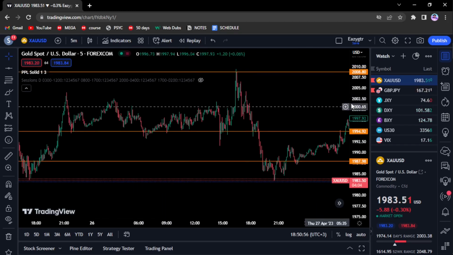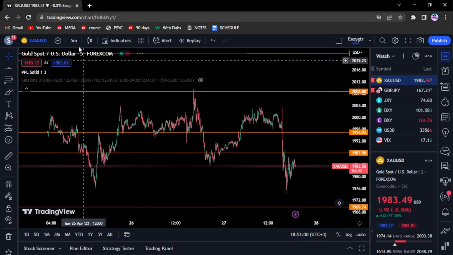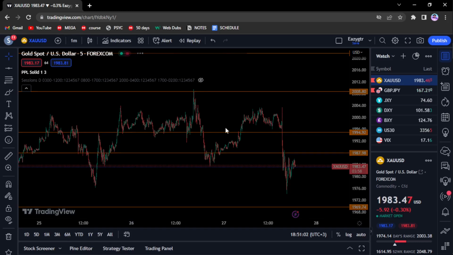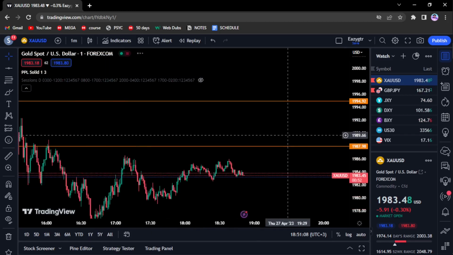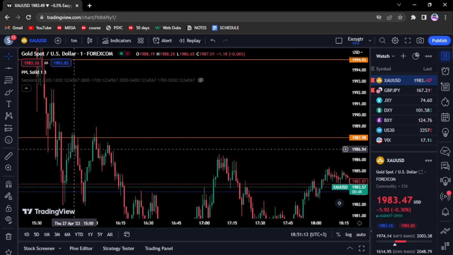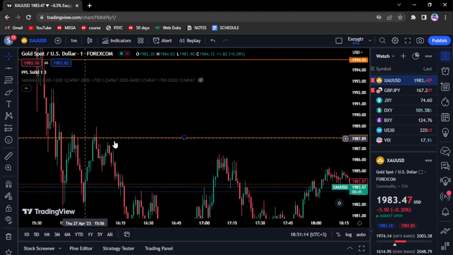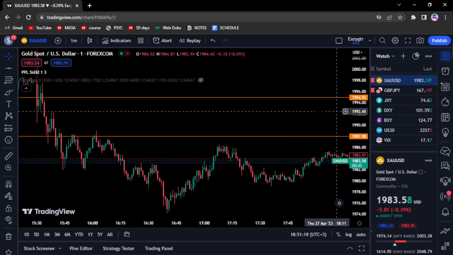So that's basically it. I'll be making another video on optimal entries on the 1-minute time frame, how you can spot order blocks, how you can execute on such retests. Look at this, double tap of the key level, then drops.